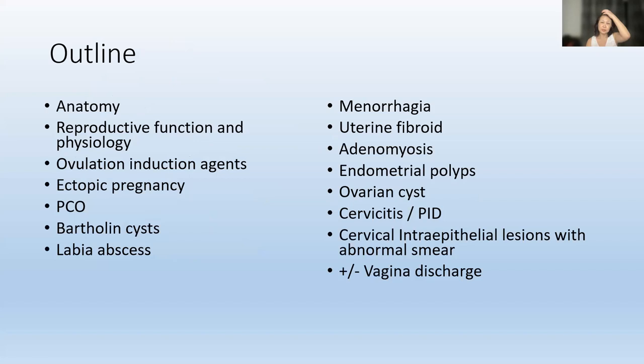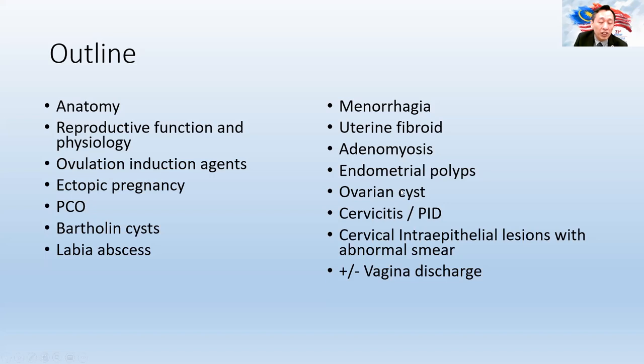Our outline is anatomy, reproductive function, and physiology. How do we use ovulation induction agents? How do we detect ectopic pregnancy? Polycystic ovarian disease, Bartholin cyst, labial abscess management, amenorrhea, uterine fibroid, adenomyosis, polyps, ovarian cyst, and also cervicitis and PID. Also, how to manage cervical intraepithelial lesions, which are abnormal. If we have time, we will talk about vaginal discharge.